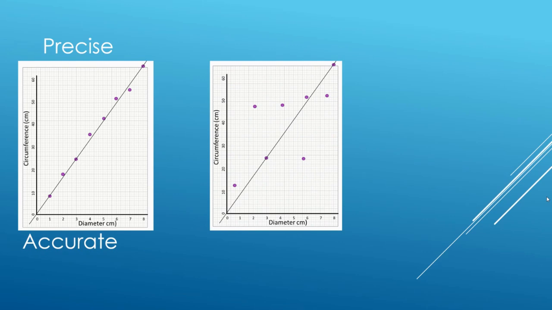The second graph is all over the place. We can draw a best fit line, but that isn't really what it is. Only a couple of data points are anywhere near where we are trying to define as our general trend. So this graph would be considered not accurate and not precise.